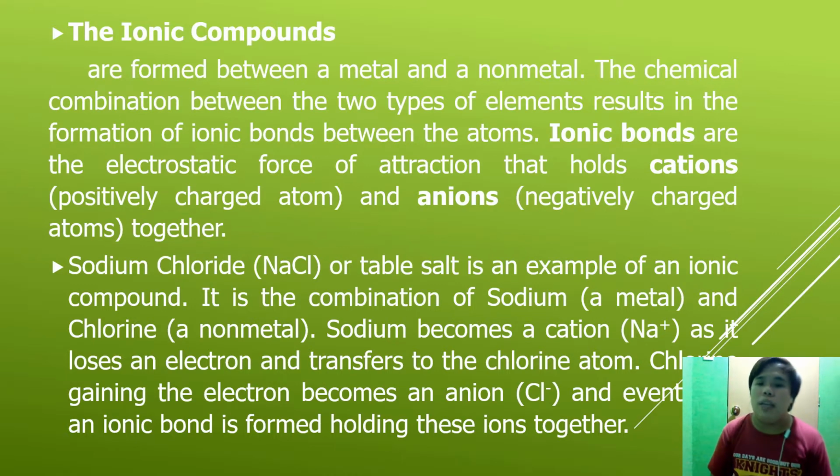And for groups 13 to 18, to get the valence electron, you just subtract 10 from their group number. For example, chlorine belongs to group 17, so it is 17 minus 10. So the valence electron for chlorine is 7.